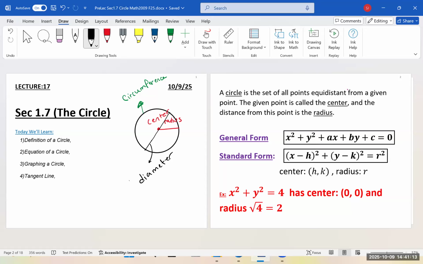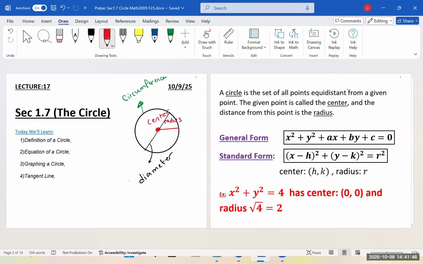What's the center? Center is h and k. h is the x value of the center, k is the y value of the center. So we have x minus h whole thing squared plus y minus k whole thing squared equals r squared. h is next to the x, so it's the x value. k is next to the y, so it's the y value. Combining them, we get the center. The red that you see, that's the center.